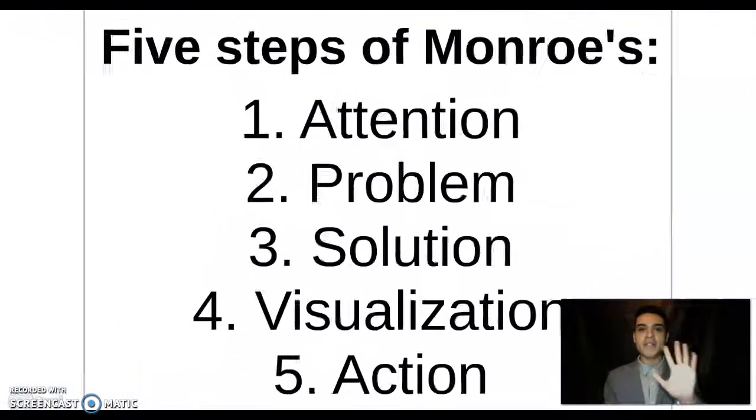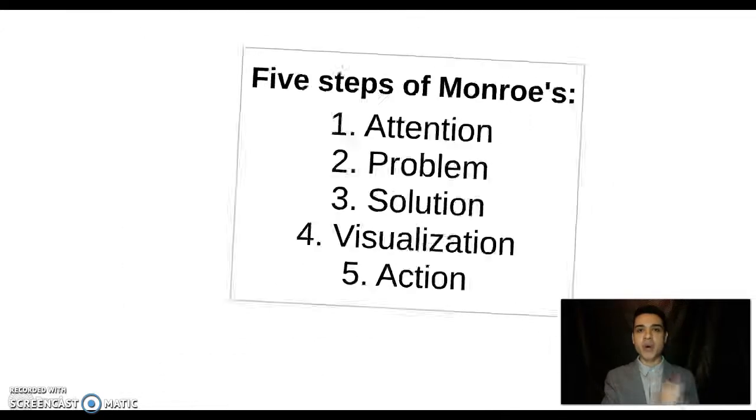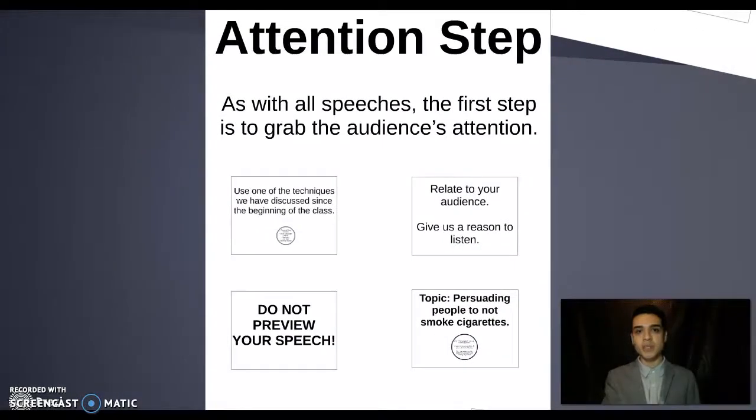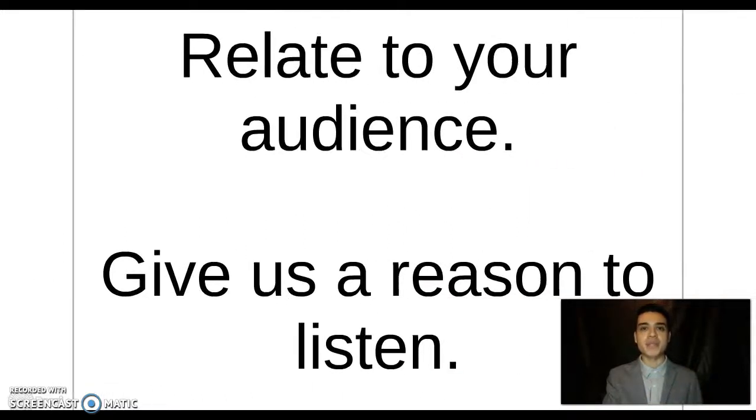And there are 5 steps to Monroe's motivated sequence, which are the attention step, problem step, solution step, visual step, and action step. So I want to start off with the attention step, which is exactly what it sounds like. You need to hook your audience from the start and make them want to listen to your presentation. Use any techniques you've been using so far in this class, whether it's humor, visualization, or anecdotes. All of them will be appropriate for this specific speech.